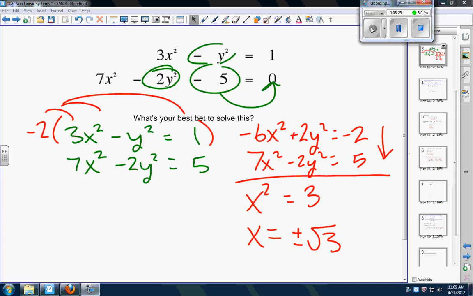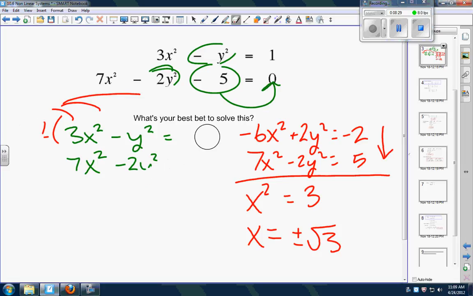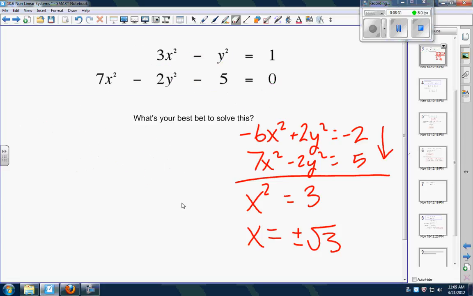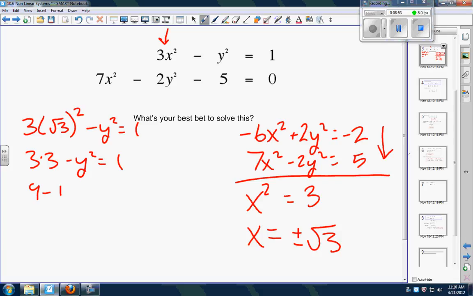So again, we have to go figure out what the corresponding y values are going to be. So get rid of this stuff so we have some more room to work with. I'm going to substitute it right in there. That one seems easiest to me. So 3 times the square root of 3 squared minus y squared equals 1. Just switching places with those two there.